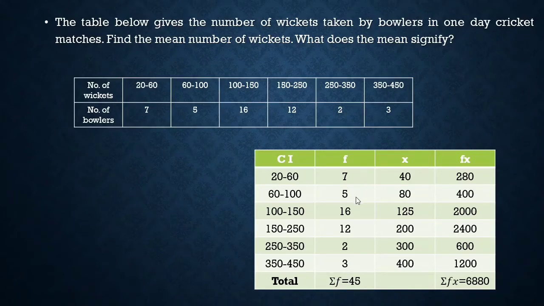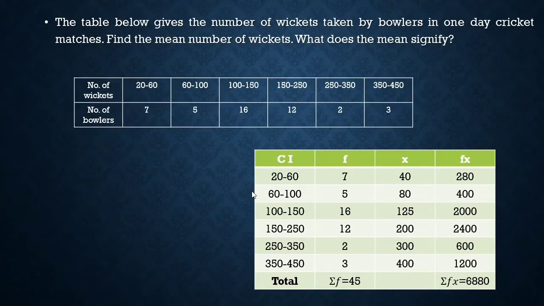7 plus 5, 12, 12 plus 16, it is 28, 28 plus 12 is 40, 40 plus 2, 42 plus 3, 45. So summation f is equal to 45.